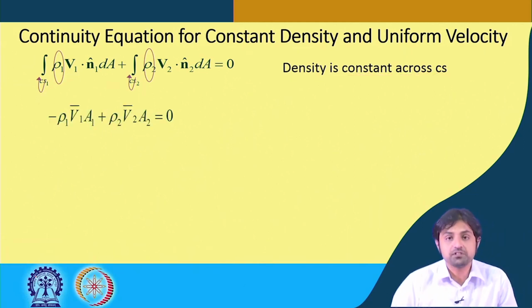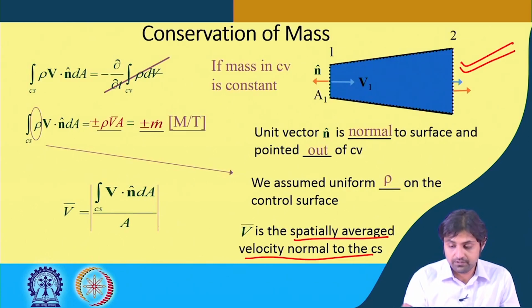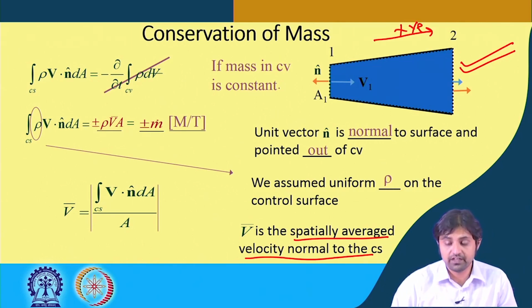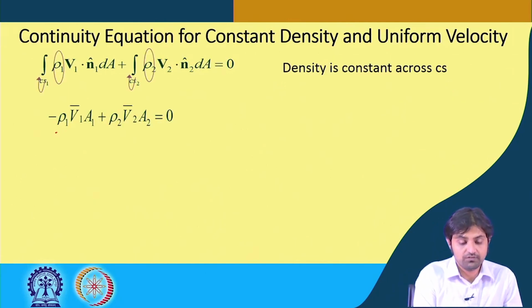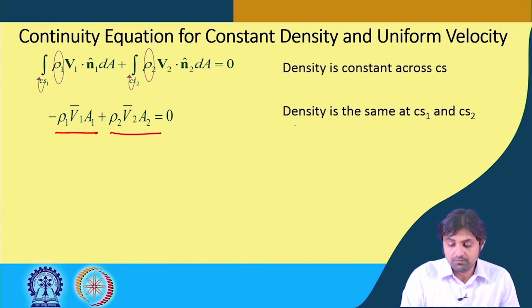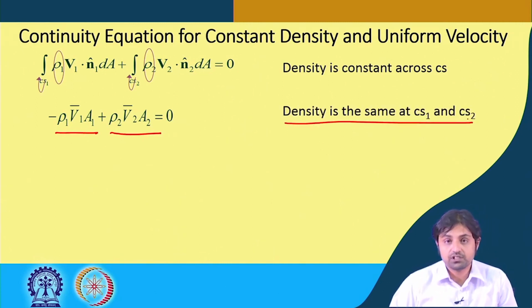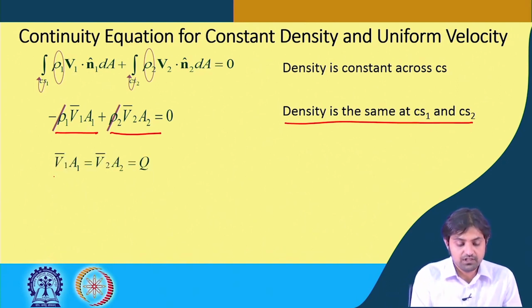So this one can be simply written as, because the vector here was pointing outward, if we take this direction as positive, this n1 will be negative, I mean the n vector will be negative, as shown here: minus rho 1 v1 A1 plus rho 2 v2 A2 is equal to 0. Because the density is the same at cross section 1 and cross section 2, rho 1 and rho 2 we can take out. So this gives us v1 A1 is equal to v2 A2 is equal to Q.